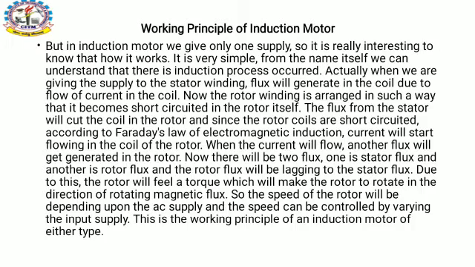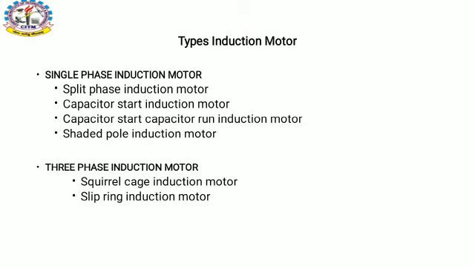Now the rotor winding is arranged in such a way that it becomes short circuited in the rotor itself. The flux from the stator will cut the coil in the rotor, and since the rotor coils are short circuited, according to Faraday's law of electromagnetic induction, current will start flowing in the coil of the rotor, and when the current flows, another flux will get generated in the rotor, and then the motor gets started.